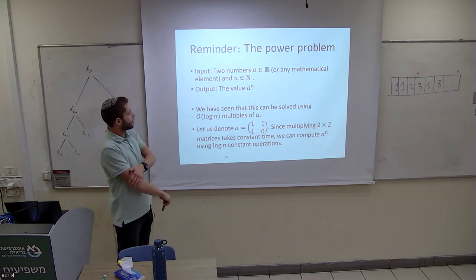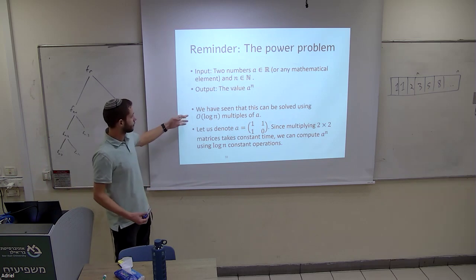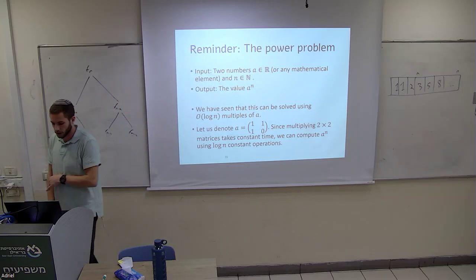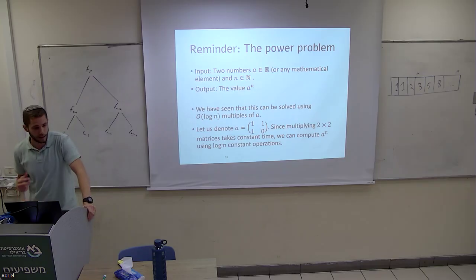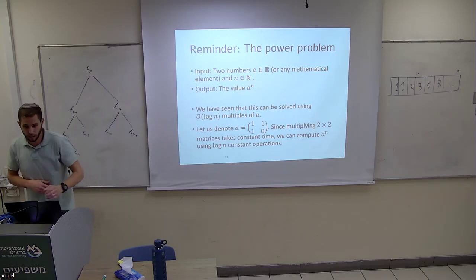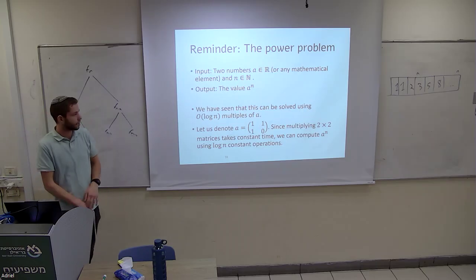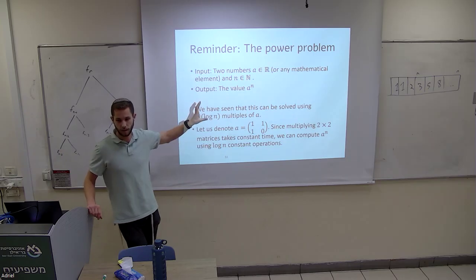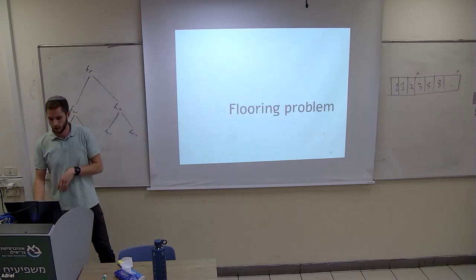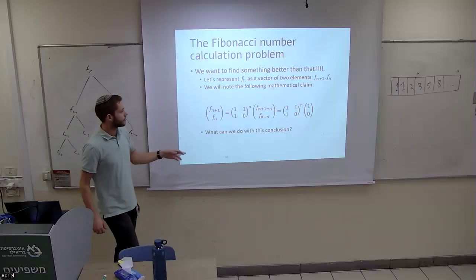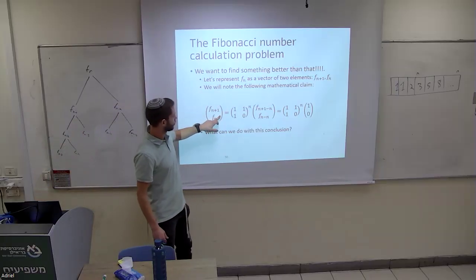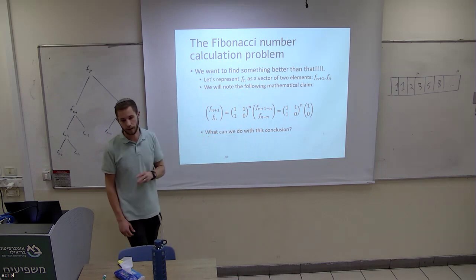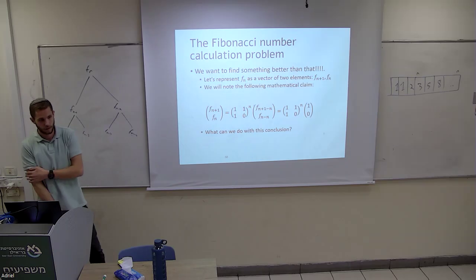So reminder, the power problem can be solved with log n multiplications. If A is our matrix, multiplying two matrices of 2 by 2 is constant time. So therefore, it'll take us log n constant operations using the same logic as before. And therefore, we can solve it in log n time, calculating the nth Fibonacci number. All right.